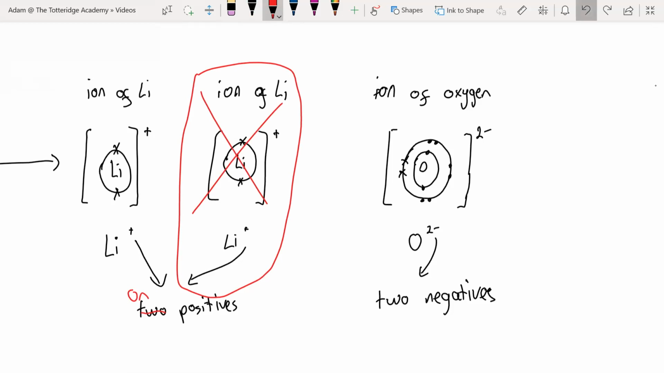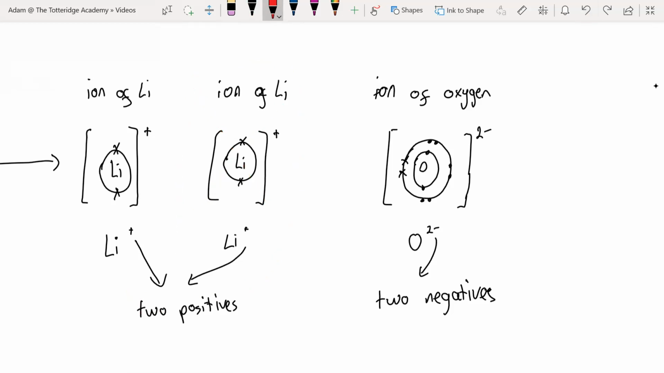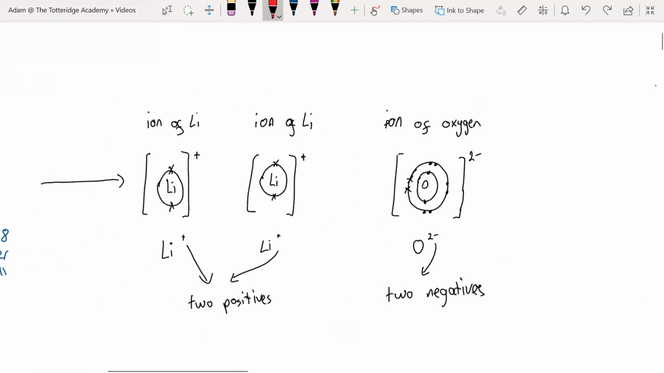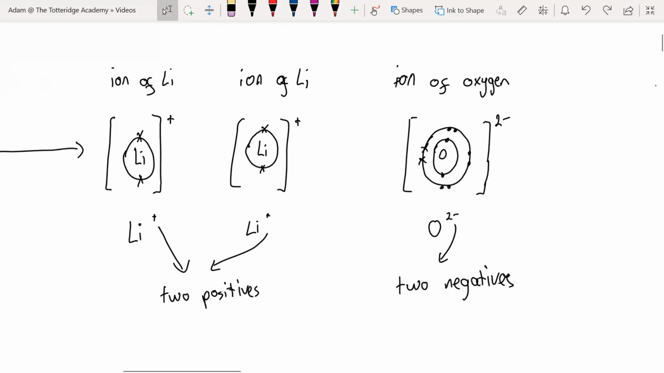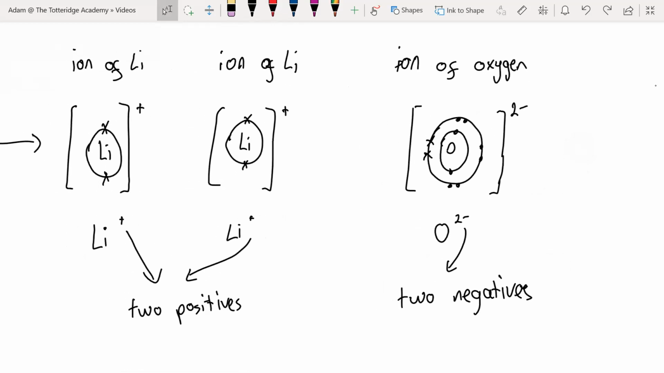So instead, I have to have both of these ions in order to give me the two positives. What I'd like you to do is pause your screen and copy this down. Make sure that your notes are perfect and that you've added all of this stuff. Pause your screen and make sure your notes are perfect.